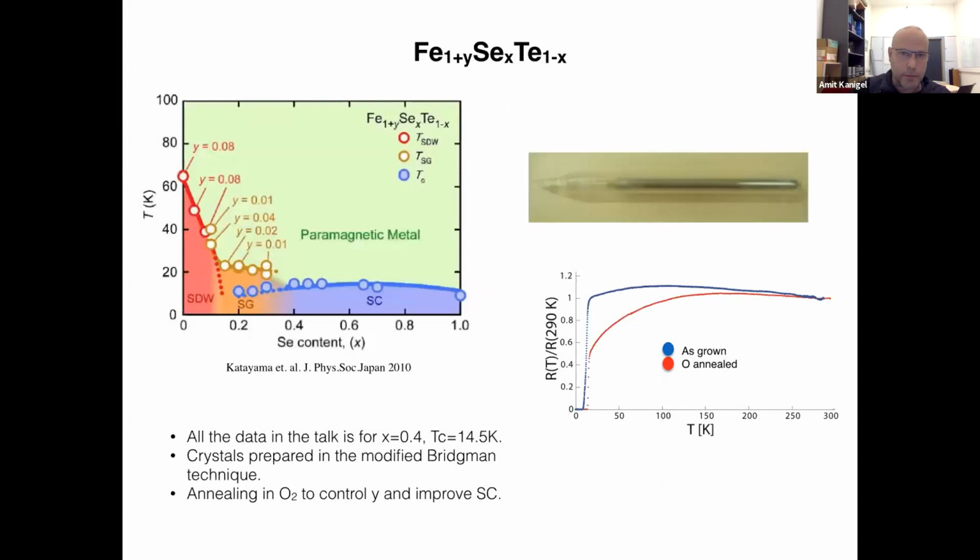So these are the samples we are using. These samples we grow in my lab. I think that they are quite similar to other samples that are used by other groups. For these experiments, we did very careful oxygen annealing to try to minimize as much as possible the excess iron, which leads to some magnetism. And all the data I will show is taken for an x equals 0.4 substitution, and the TC of the sample is something like 14.5, 15 Kelvin.